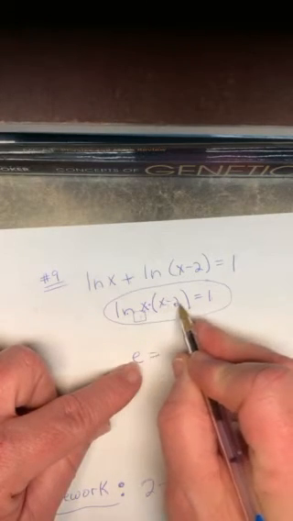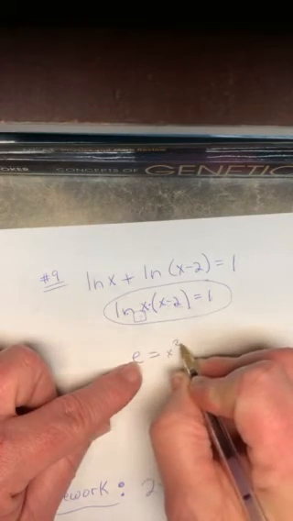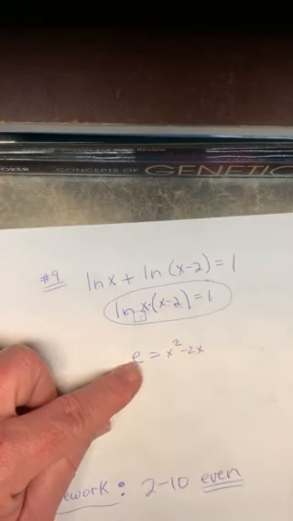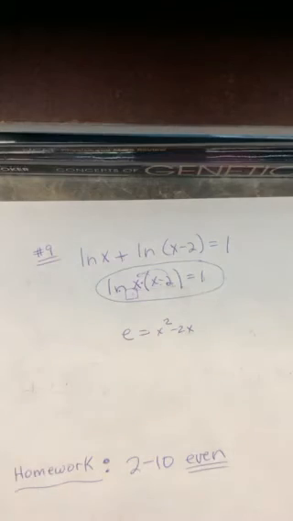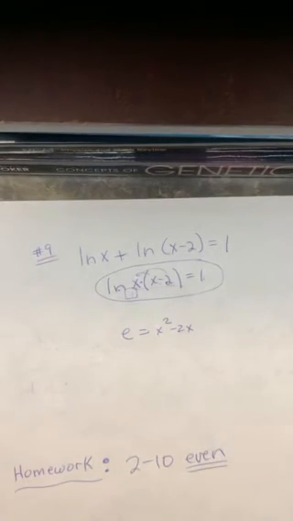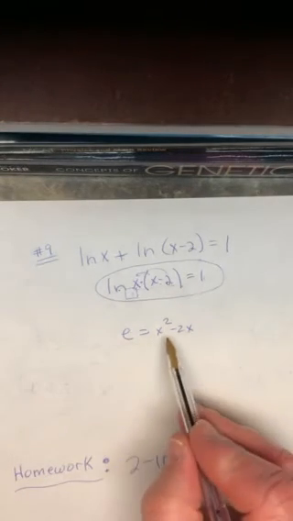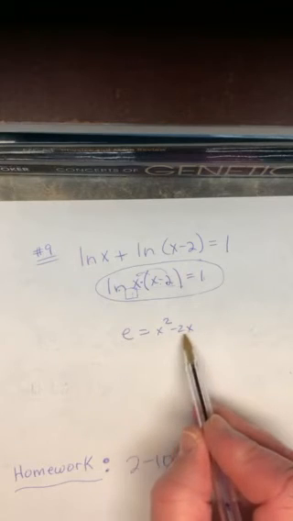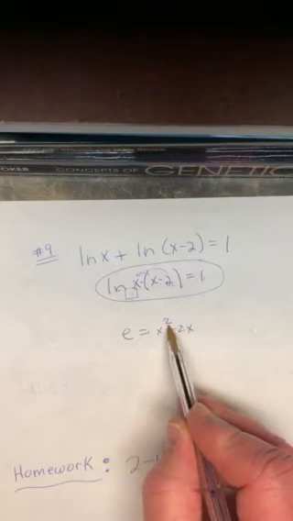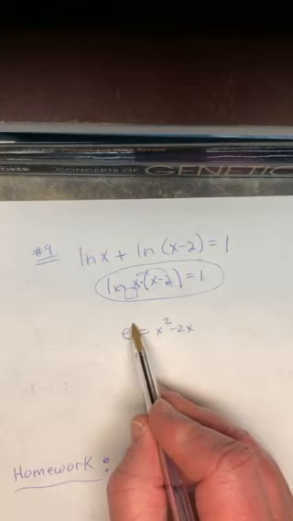x times x minus 2. That's actually what? x squared minus 2x, agreed? If I distribute the x. Uh-oh. Now what do we do? Guys, careful. This is a quadratic equation, isn't it? It's got an x squared in it. e is simply some number.